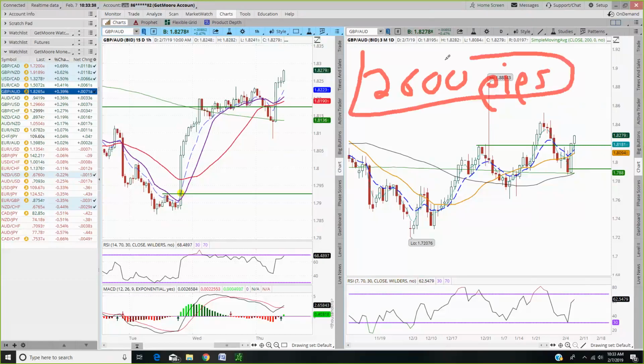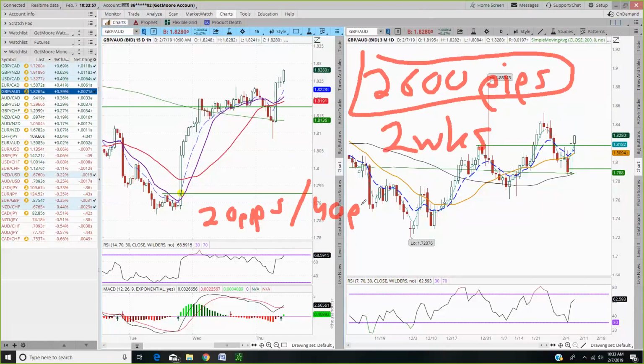In full disclosure, not a recommendation to buy or sell. Past results do not dictate future results. But in the last 2 weeks, I'm up over 2,600 pips. I ain't looking for 20 pips. I don't get excited about that. I ain't even looking for 40 pips. That means nothing to me. This is what I'm looking for. I ain't trying to pay my water bill. I'm trying to buy an airplane.